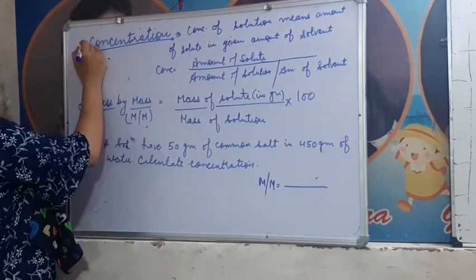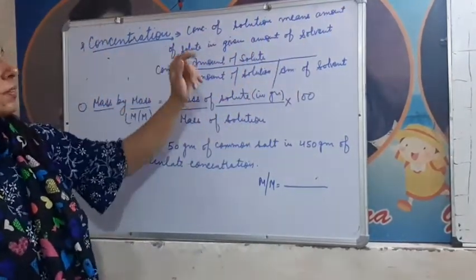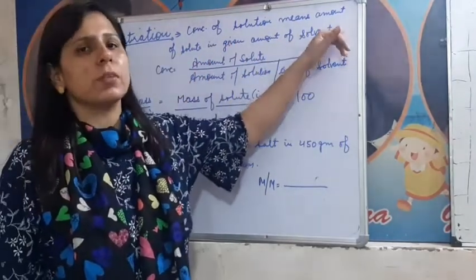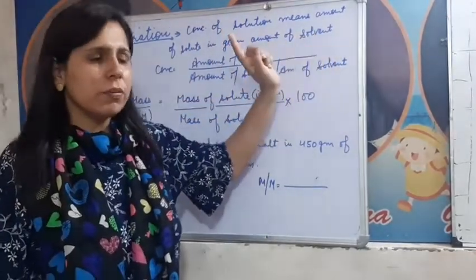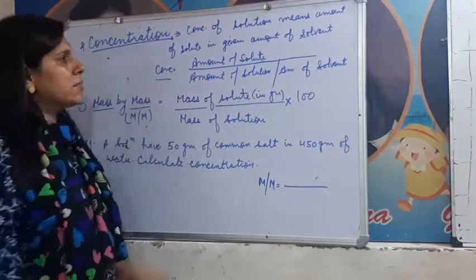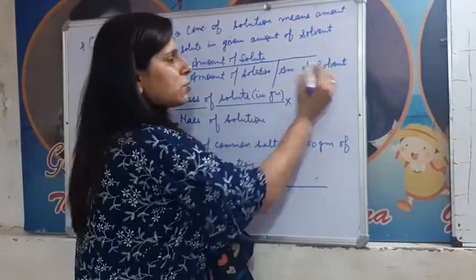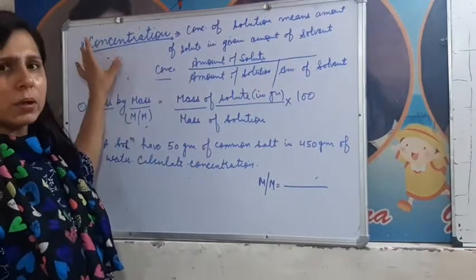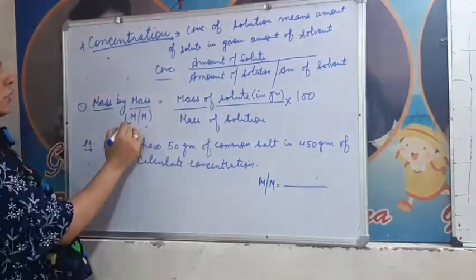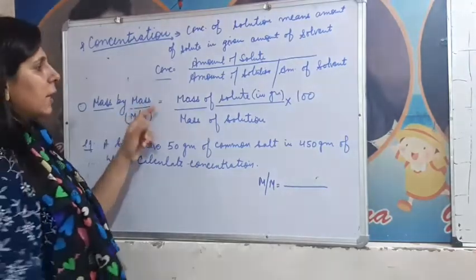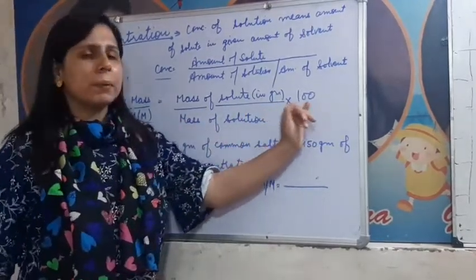Now the term concentration. Concentration of solution means what amount of solute is dissolvable in a given amount of solvent. We can calculate that amount of solute which is dissolvable in the given amount of solvent. So concentration may be written as the amount of solute divided by amount of solution or amount of solvent. The term concentration can be calculated by various methods. The first method is mass by mass. It is written also as M by M. It means that we take the mass of solute in gram divided by the mass of solution and multiplied by 100.